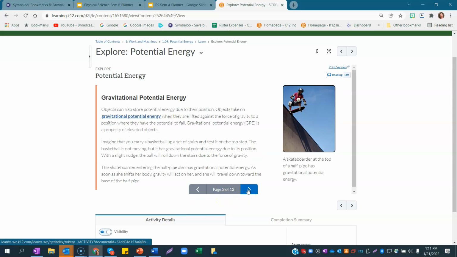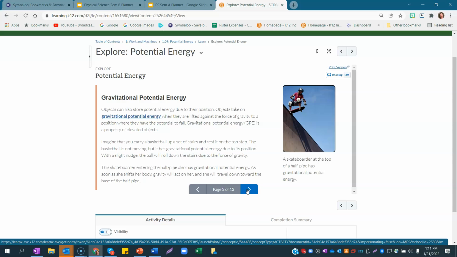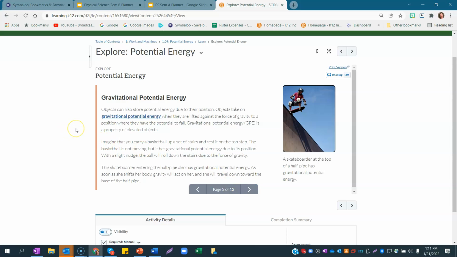As we move on to question 3, it says what is gravitational potential energy, and give an example. Objects can also store potential energy due to their position. Objects take on gravitational potential energy when they are lifted against the force of gravity to a position where they have the potential to fall.